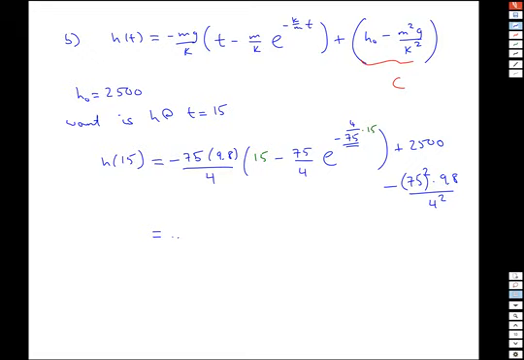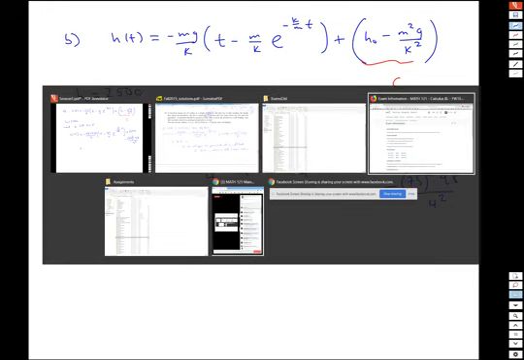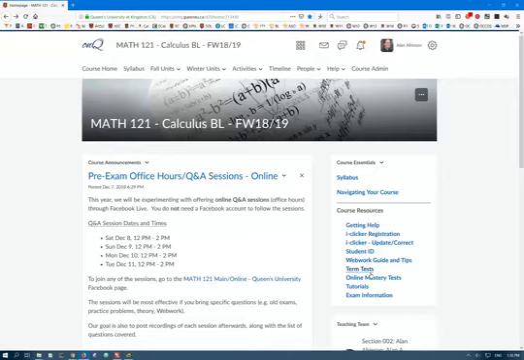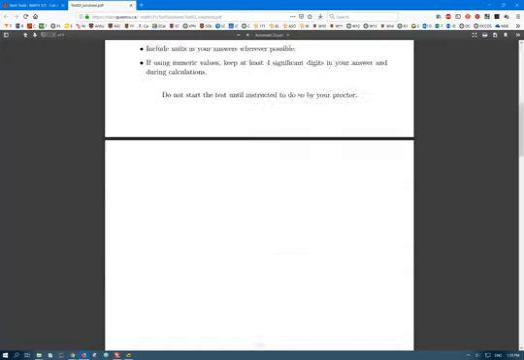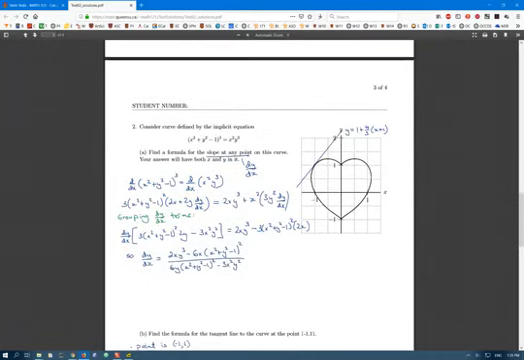Test number 2, question 3. I don't think so, but I'm open to the debate about it. So let's take a quick look. If we go to the test information page, term tests, test 2, test 2 solutions. All right, we're loading. That's it. I think it's the last question.